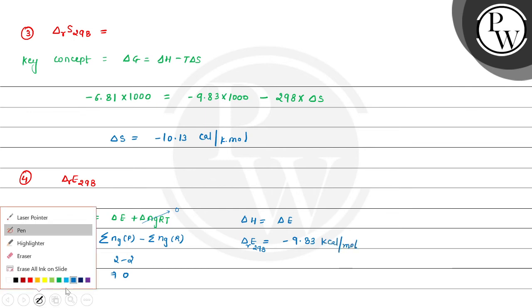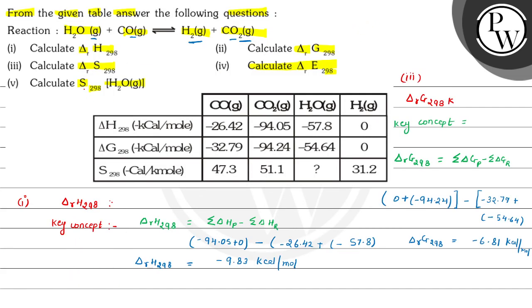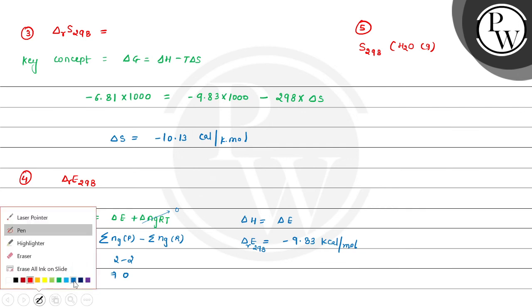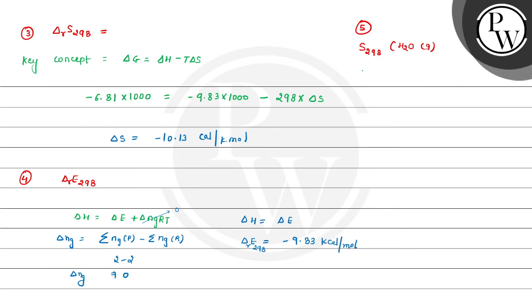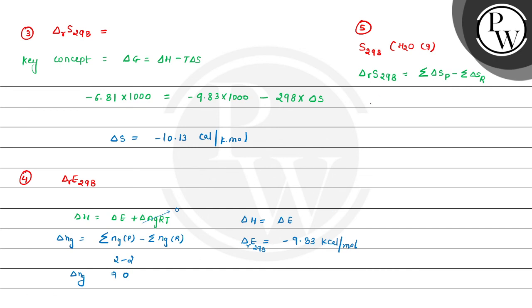Now the fifth part of the question, in this we have to calculate the entropy of H2O gaseous at 298 Kelvin. So entropy of H2O gas at 298 Kelvin can be calculated. We have the change in entropy at 298 Kelvin. Now we can write that change in entropy at 298 Kelvin for this reaction can be written as summation of entropy at product side minus summation of entropy at reactant side. Now we can substitute the values. So this value is equal to minus 10.13.